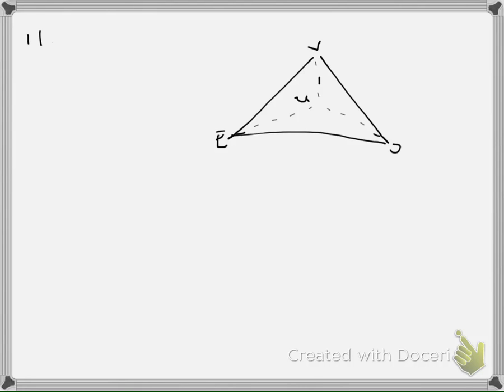And so number 11, it says VE is greater than VO. So that's these right here. VE is greater than VO. And so that would mean the measurement of angle VUE would be greater than the measurement of angle VUO.